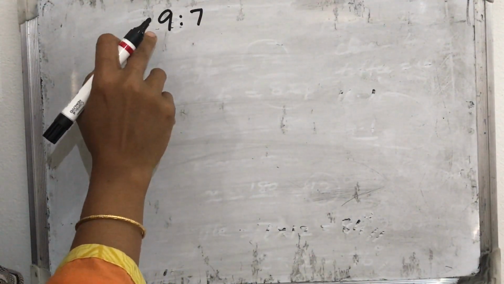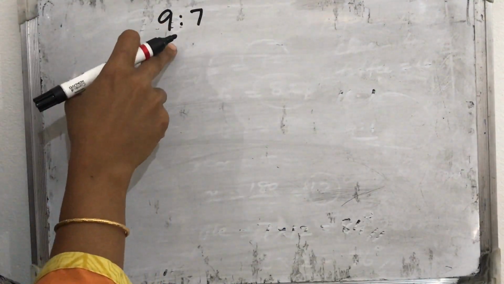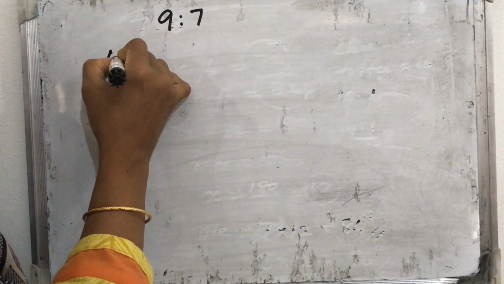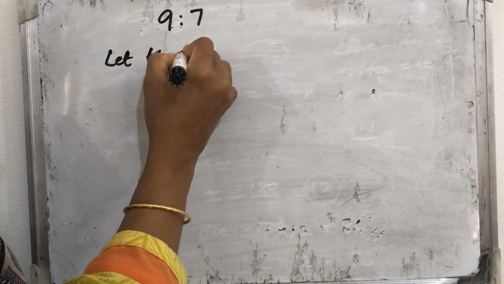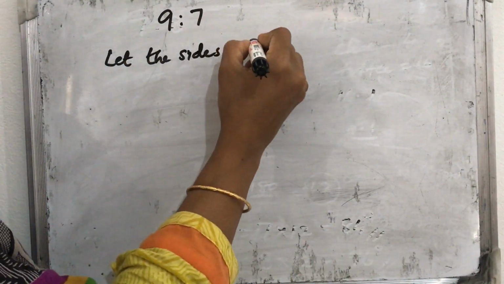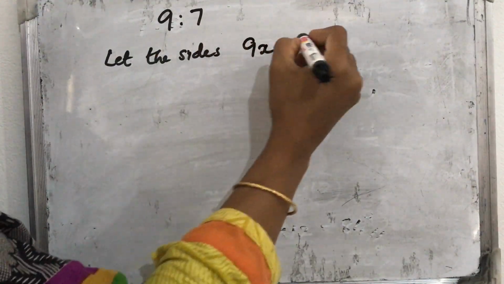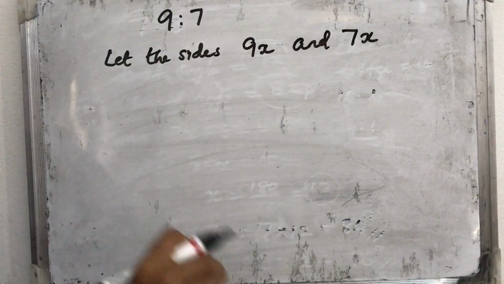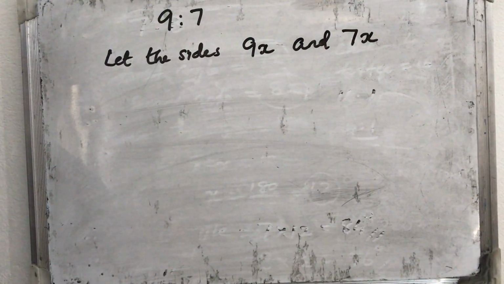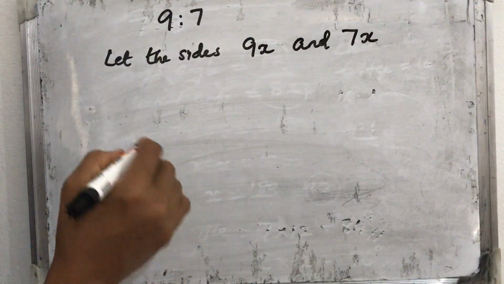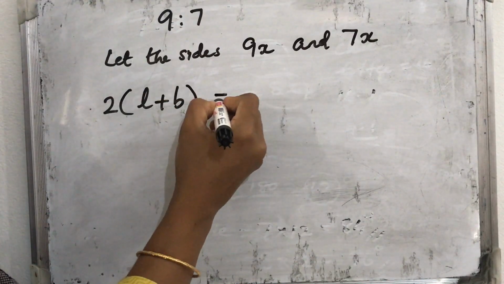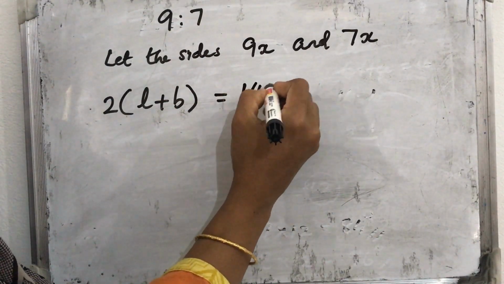So the ratio of the measures of the sides of the rectangle is given 9:7. Then the perimeter is given in the question. So let the sides of the rectangle be, first the length will be 9x and the breadth we take as 7x. Okay, then what is given here? Perimeter of the rectangle is given. We know the formula for perimeter of a rectangle. What is that? 2 into length plus breadth. That is given as 144.